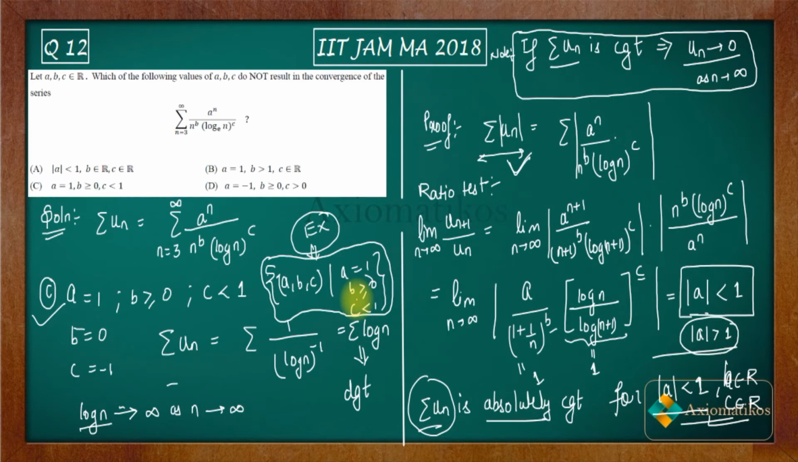So this is how we can show it. Now we have only options B and D left. Let me show you why they are also correct.